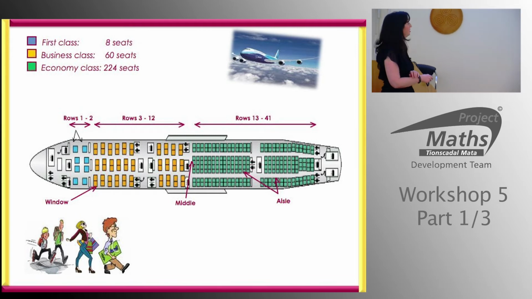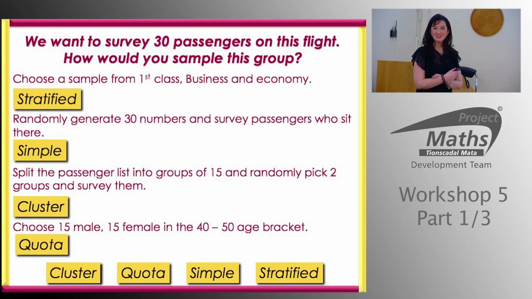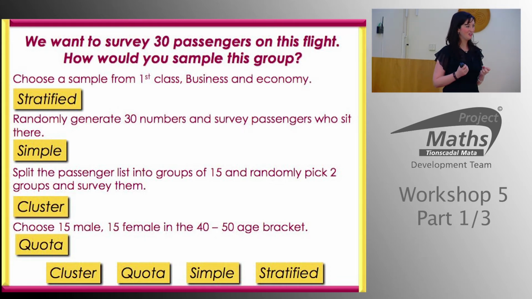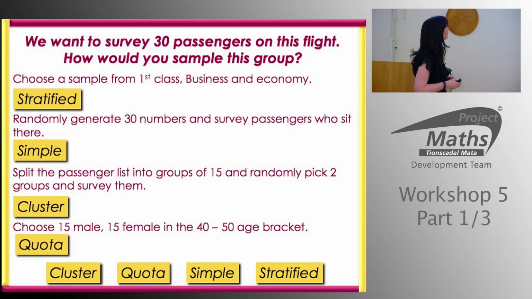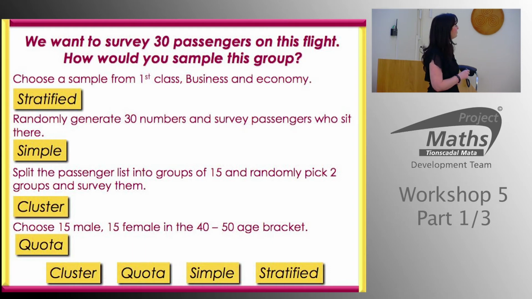Well, first of all, I might choose a sample from first class, a sample from business, and a sample from economy. So which of the 4 types of sampling am I doing there? Yes, perfect, stratified. You're making sure I get a nice representation, some of each class in the flight. Okay, the next one is then, I might just randomly generate 30 numbers and survey passengers who sit there. Simple, perfect, simple random sample.